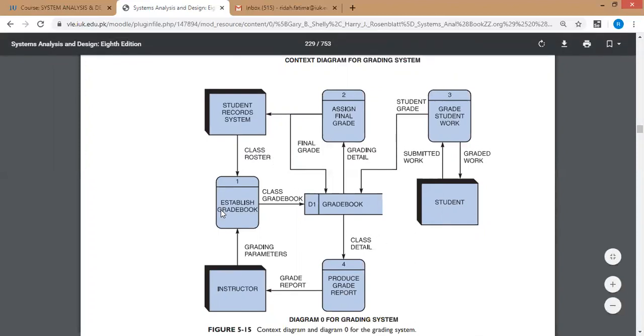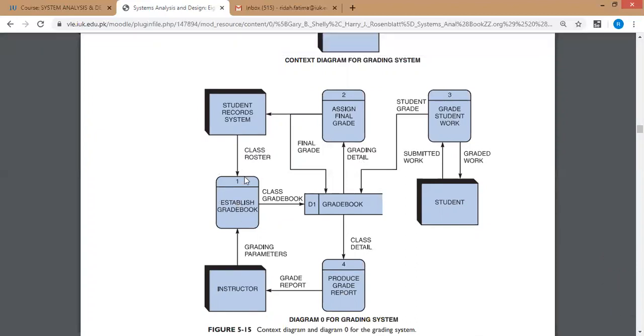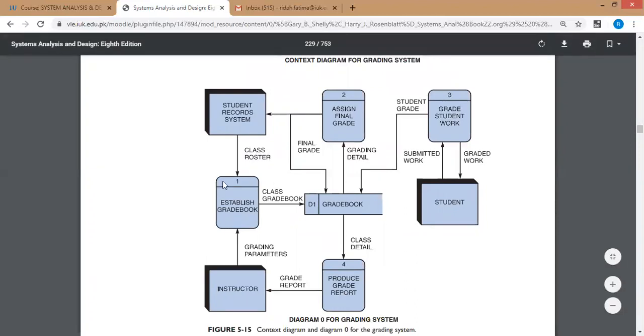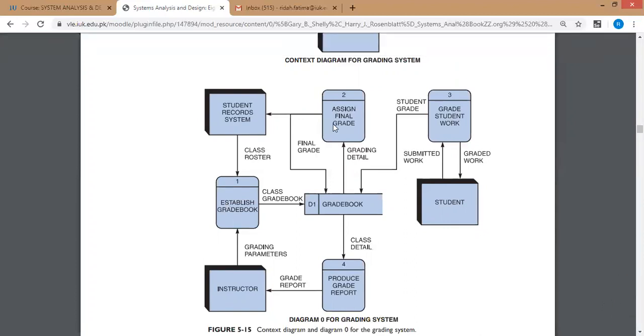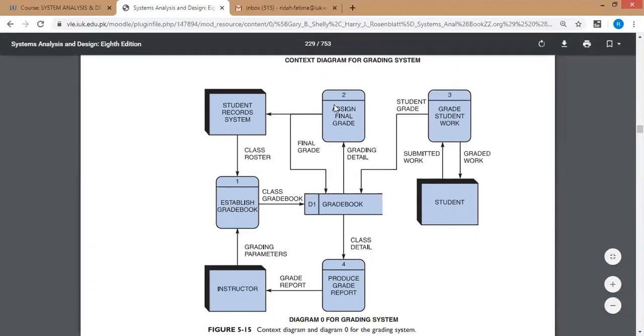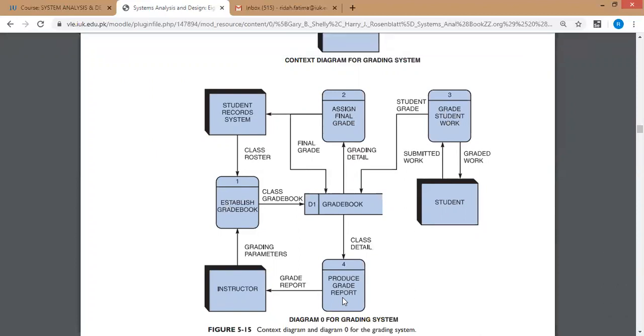Level 1 is going to explain how this particular DFD is going to have 4 levels, by the way. Level 1 explains how you can elaborate establish grade book, which is your process 1. Level 2 explains how you can elaborate assign final grade. Similarly, level 3 explains how you can elaborate grade student work, and level 4 explains how you can elaborate produce grade report.